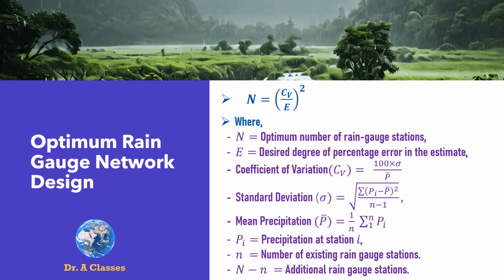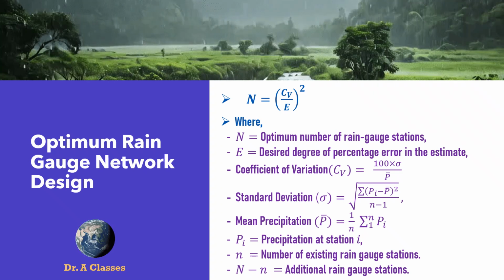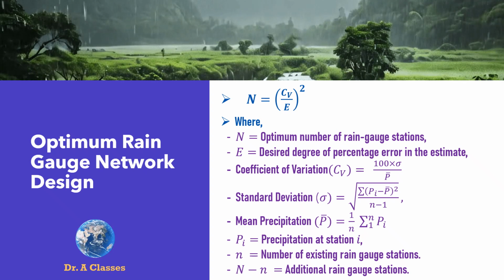Optimum rain gauge network design. Designing an optimum rain gauge network is a critical hydrological task aimed at achieving a delicate balance: obtaining highly reliable and accurate precipitation data while operating within practical economic and logistic constraints. The goal is not necessarily to have the most gauges but the right number of gauges in the right locations.